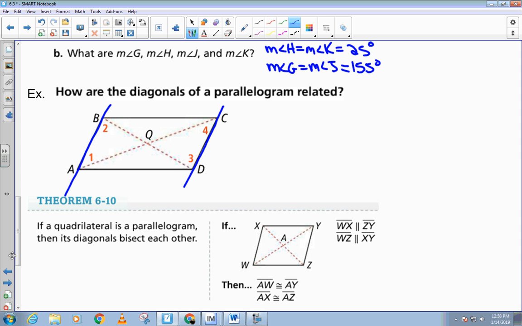Okay, let's figure this out. We have parallel lines cut by this transversal, right? So if that's true, then what can we determine? Angles 2 and 3 are congruent, yes. Okay, so 2 and 3 are congruent. And then here's another transversal, and we still have the parallel lines, so these are congruent, right? Okay, and it's a parallelogram. What else do we know about parallelograms?